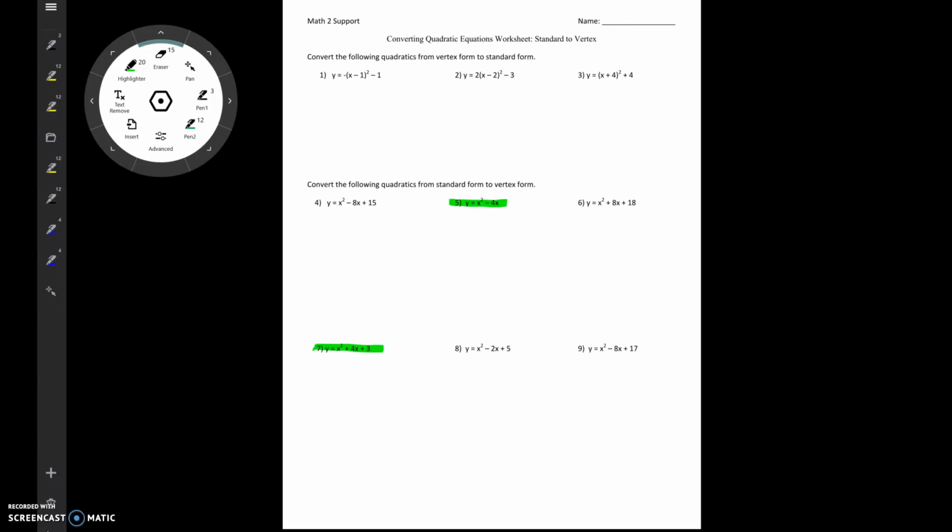All right, so number 5, convert from standard to vertex form. So first thing we need to do is find the vertex. So the x coordinate, so let me start here. A is 1, B is -4, and C is 0. Okay, there's no constant term added to the end, so that tells us C is 0.